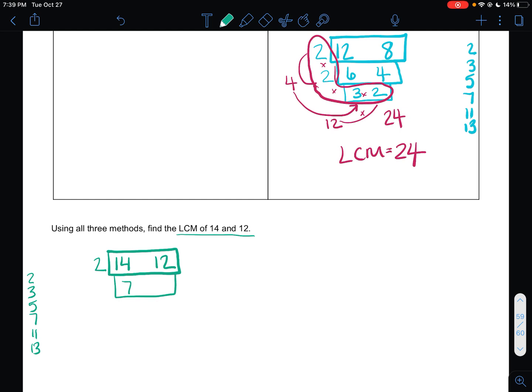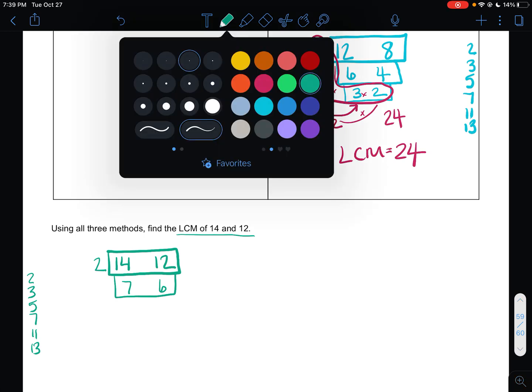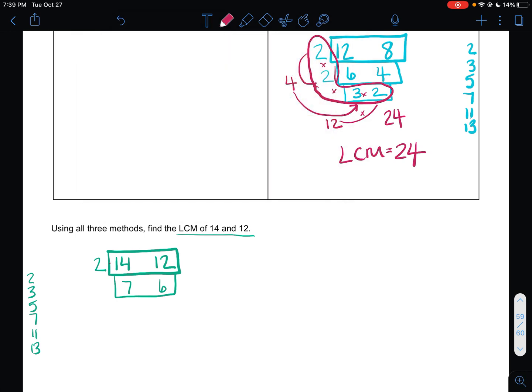14 divided by 2 is 7. 12 divided by 2 is 6. So 7 is prime, and 7 and 6 do not have a common factor other than 1. So I'm actually done with my cake. This was an easy one.